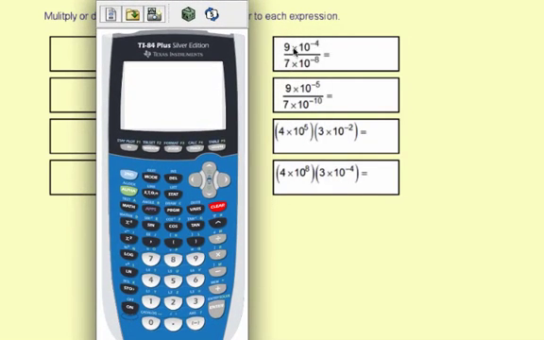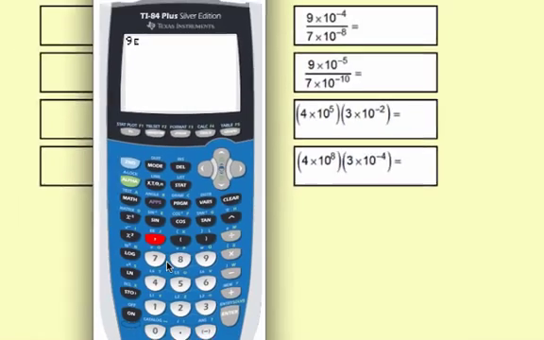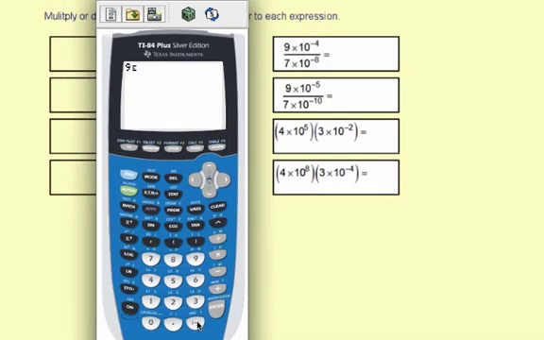So look at this first one. 9 times 10 to the negative 4th divided by 7 times 10 to the negative 8th. Here's what you do. You type in a 9. And then you need to look for a button that says EE. For this calculator, it's right there. That's the same thing as scientific notation. Then I just put a negative and then a 4. So that's 9 times 10 to the negative 4.